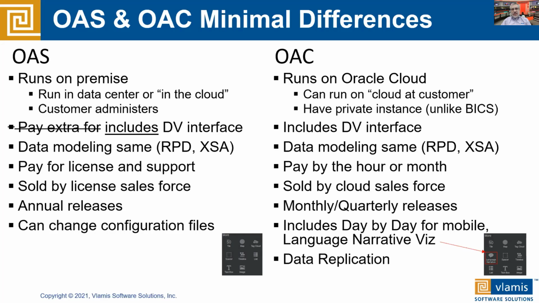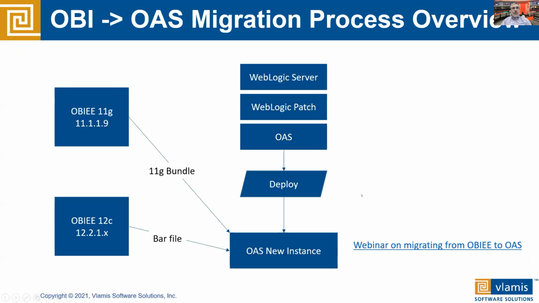The data modeling is the same as what you know, the BI Admin tool to edit your RPD file, external subject areas, and so forth. And obviously the big difference is how you buy the software. If you buy OAS, you're paying for the license and you pay for the support. OAC, you're renting the software in effect, the platform, and you pay by the hour, a month, that type of thing. So those are the differences. There are some very slight differences. There are some things Oracle can't put in OAS, the language narrative view, because that relies on some cloud technology. Otherwise, they're the same between the two.